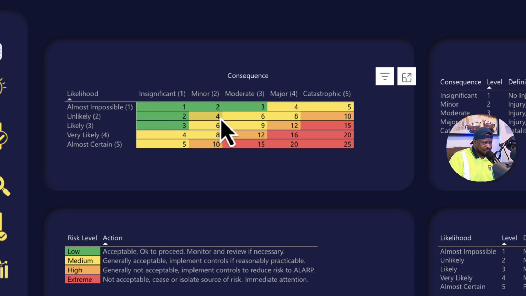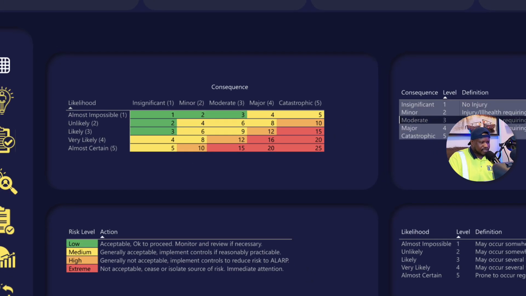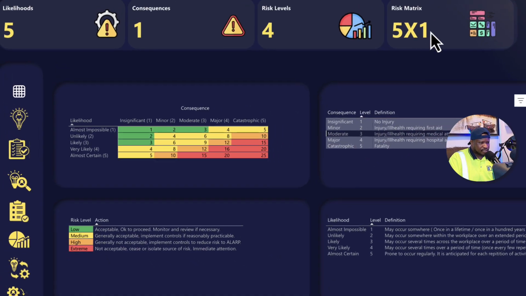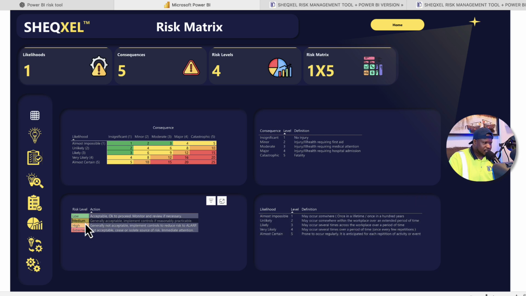So these minimum values were used to set our threshold values for estimating which range the risk rating falls in terms of scoring, and for that reason it could be high, medium, low, or extreme. Now take note that this is a bit dynamic. Once you click on this, the risk matrix is going to change. You click on this, it's going to change. You click on the level, the risk level is going to change. So we made it dynamic as well.